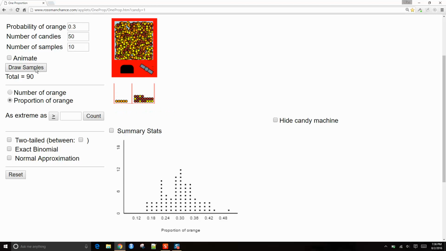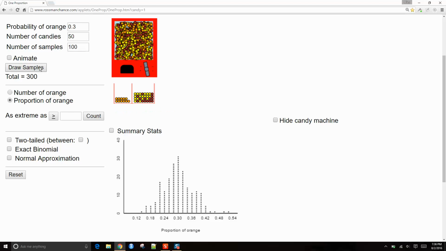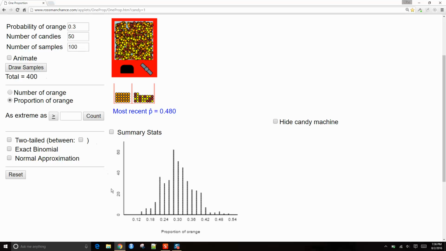Here's our distribution after 100 simulations, and we can start cranking this up. So here's after 200, after 300, and the dots have gotten so close to each other that they're kind of forming lines.